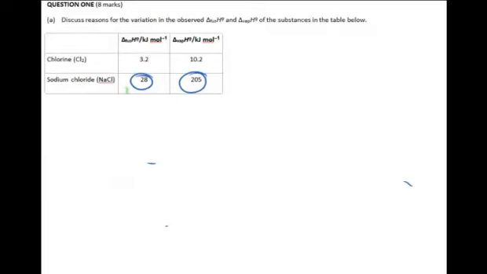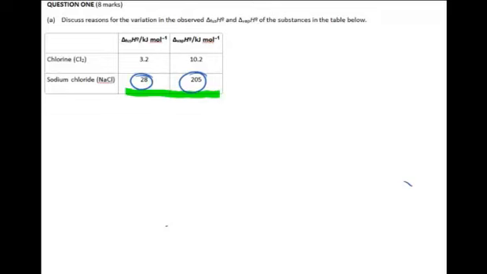Now, there's a large difference in energy between these two enthalpies. In chlorine, they're fairly similar, and that reflected the fact that the forces in chlorine were pretty similar in both cases. We're just talking about intermolecular bonds, temporary dipole-dipole bonding, and there's not a significant difference, but in the case of sodium chloride, it's huge. So this is what they're expecting us to talk about here. Why is that the case?